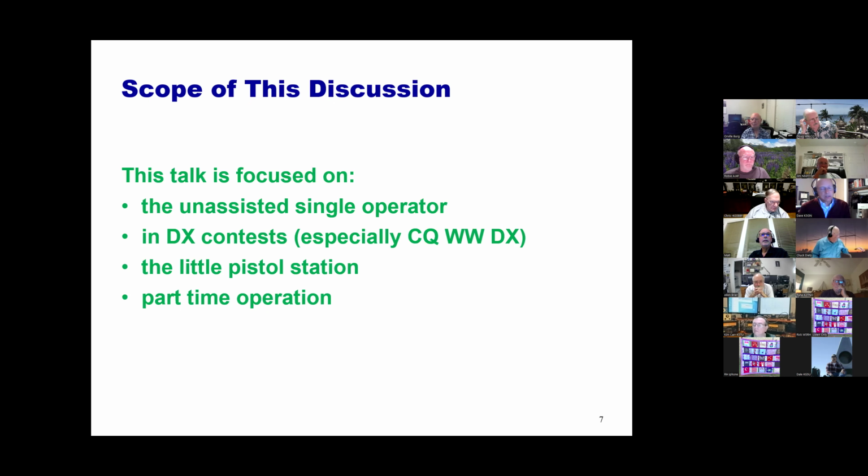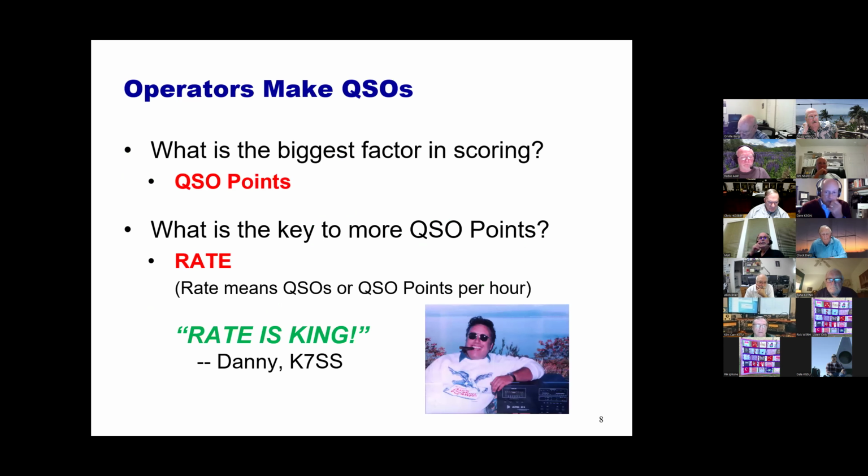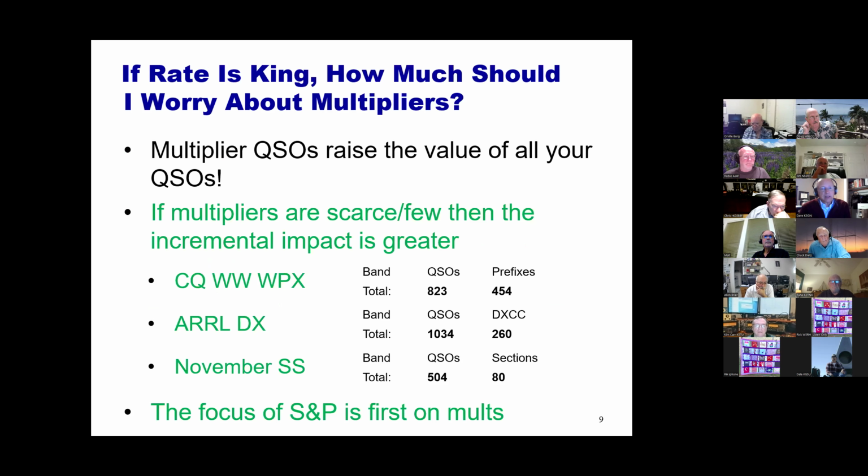In DX contests, because the two biggest ones of the year are coming up, Worldwide Phone and Worldwide CW a month later, the little pistol station, and part-time operation. So this is as much time as you want to put in, but not the whole weekend. And the little pistol station is a competitive station, but not a big gun. All right. So operators make the QSOs, and the biggest factor in your score is still QSO points. So the key to that is rate, and as Danny says, rate is king. Remember that when you're talking contesting.